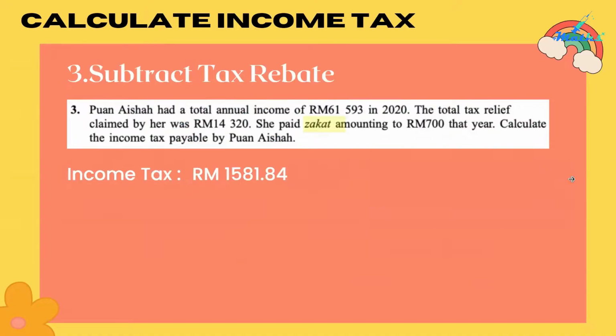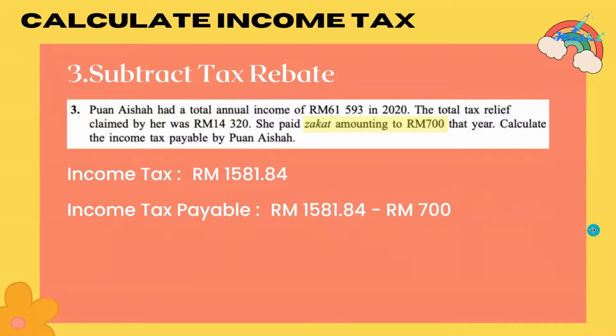The last step we need to do is minus the tax rebate, which is the zakat amounting to 700. So for the income tax payable, we use the income tax minus the tax rebate, which is this 700. So the answer should be 881.84.